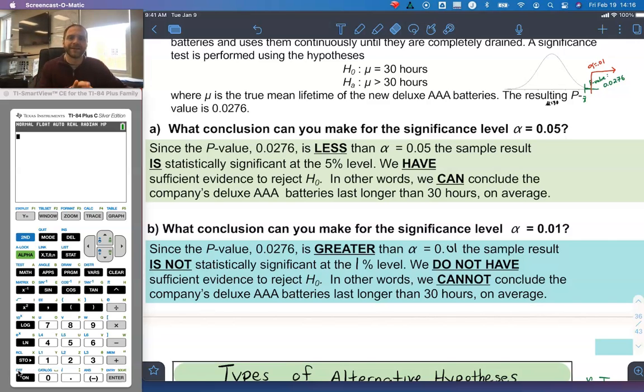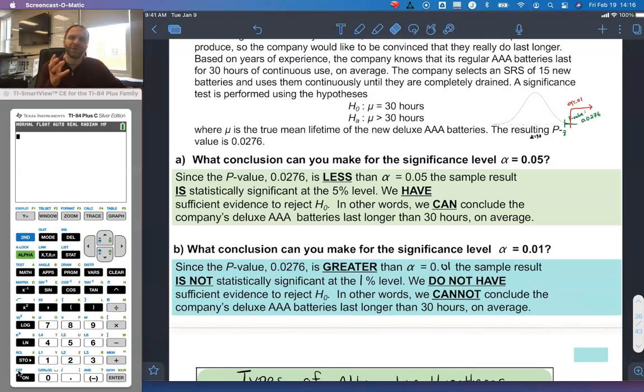The point of this slide is to realize what the role of the significance level is and how it plays in either rejecting or failing to reject, and what happens when you change your significance level. It could change the result. It's the same study. They're both dealing with the AAA batteries, but in part A, we rejected the null and concluded the alternative. In part B, because we lowered the significance level, we failed to reject the null, and we did not have enough evidence to conclude the alternative.